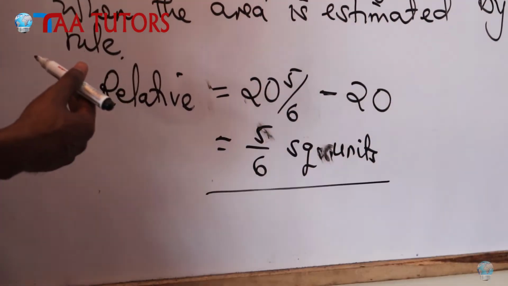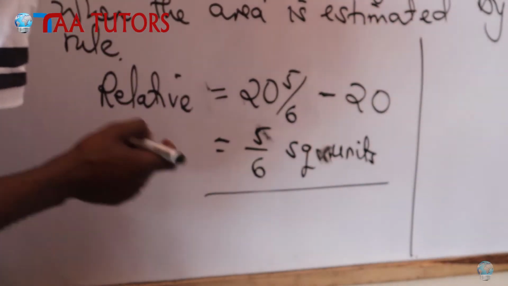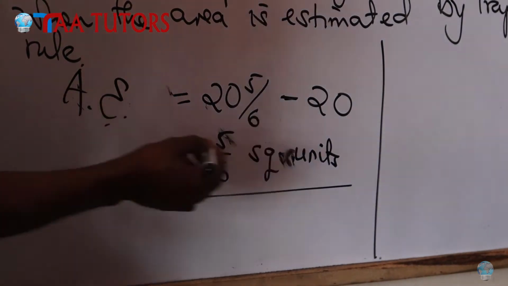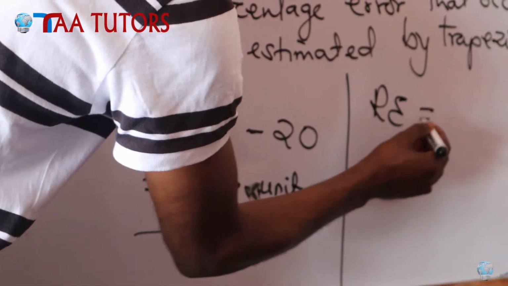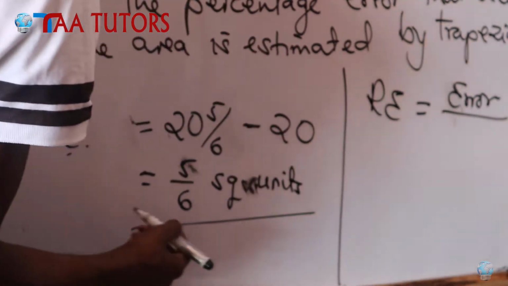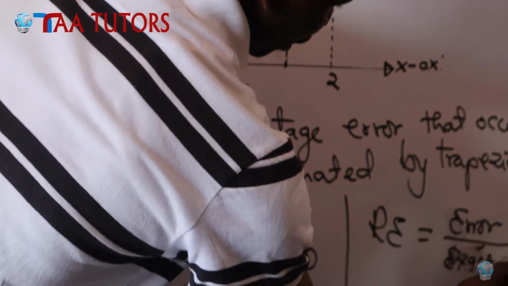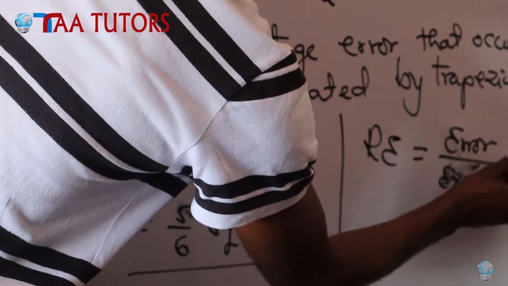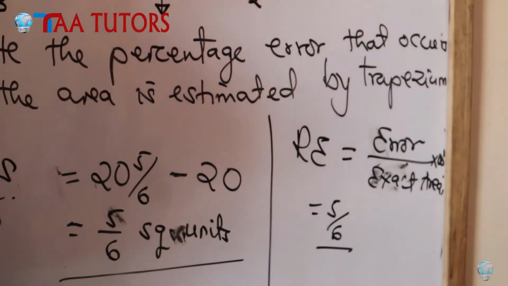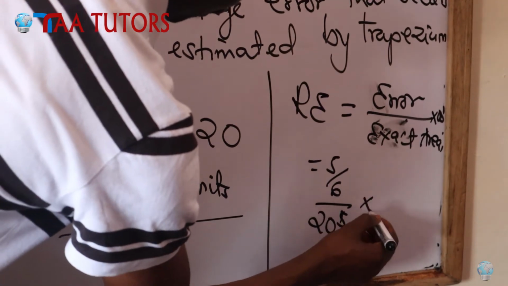So the percentage error is going to be, this should not be a relative error, it should be the absolute error in the area. The relative error here should be the absolute error in the area over the actual area, or exact area, times 100%. So the error here is 5 over 6 divided by the actual, which is 20 and 5 over 6, everything times 100%.